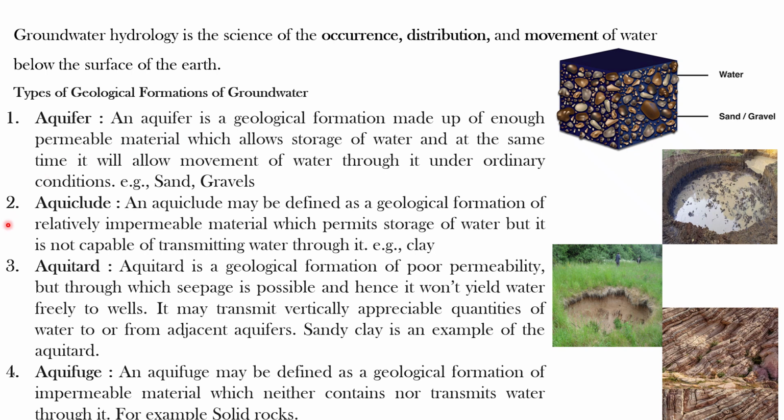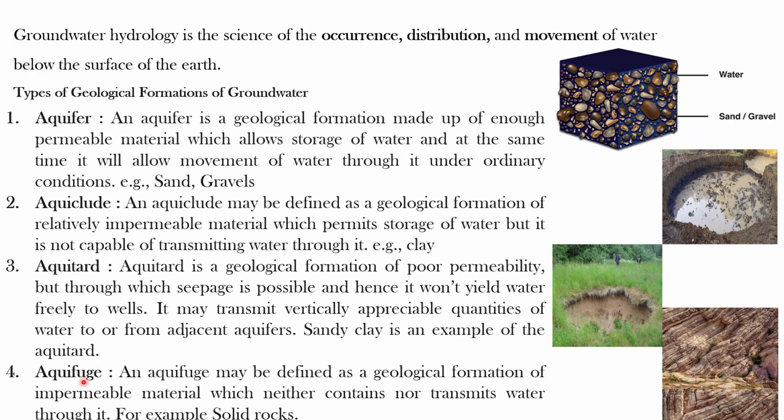Next one is the aquiclude. It is impermeable. That means water can be stored but cannot move through it. For example, you can take clay soil. It is a good example of the aquiclude. The next one is the aquitard. These are materials with poor permeability. Water cannot flow easily, but slow seepage may be possible, for example sandy clay.